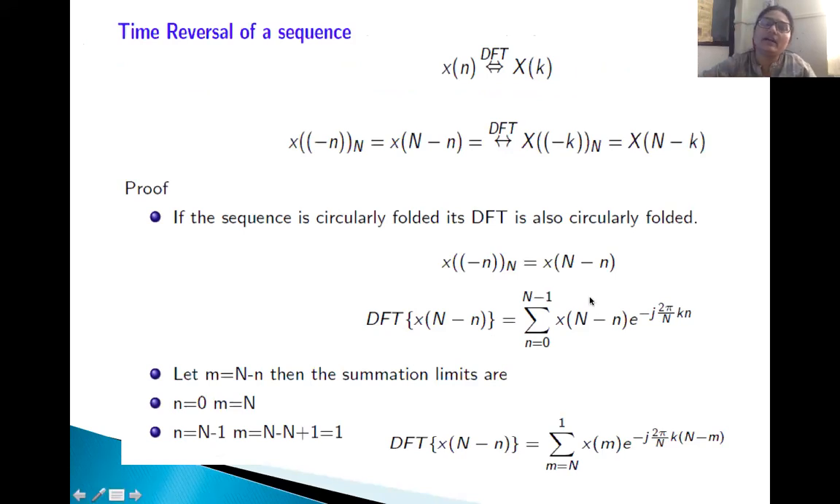What I did, I have reversed the sequence. If I am reversing the sequence, x is going to change as x of N minus n modulo N, that is nothing but x of N minus n. Now after reversing the sequence in the time domain, what I did next, I have applied DFT. So DFT of x of N minus n. This is nothing but a folded sequence. For the folded sequence, DFT is applied.